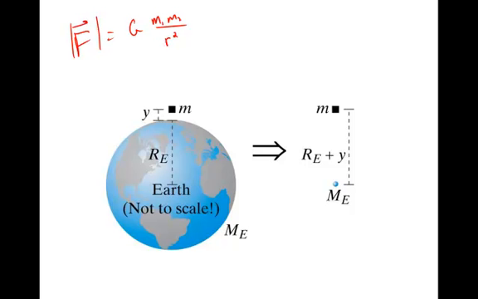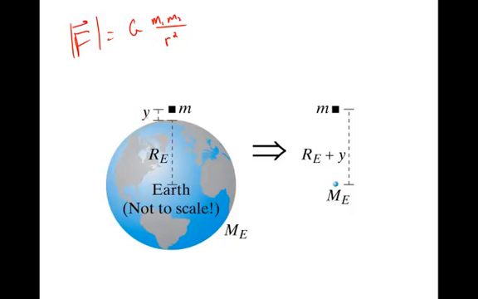The reason being, for a large extended object, from the standpoint of gravity, we can assume that all of the mass is acting as if it's concentrated right at the center. This has to do with the spherical symmetry of the object, and when we're dealing with non-spherical objects, it's a good approximation. So this distance r is always going to be center to center.